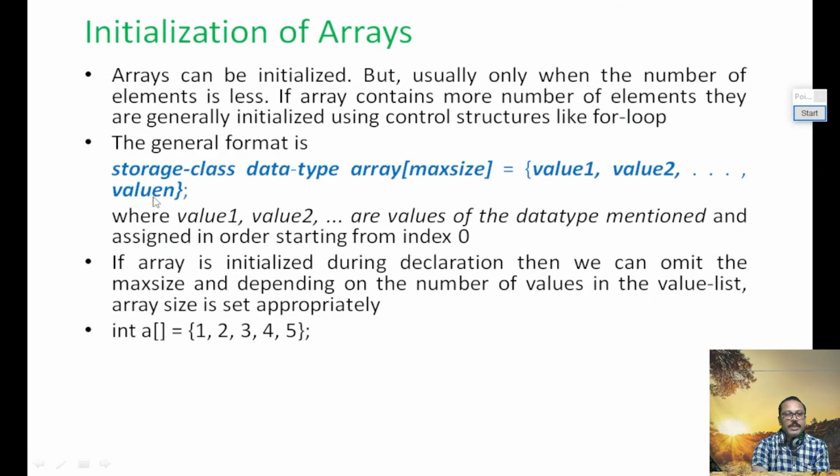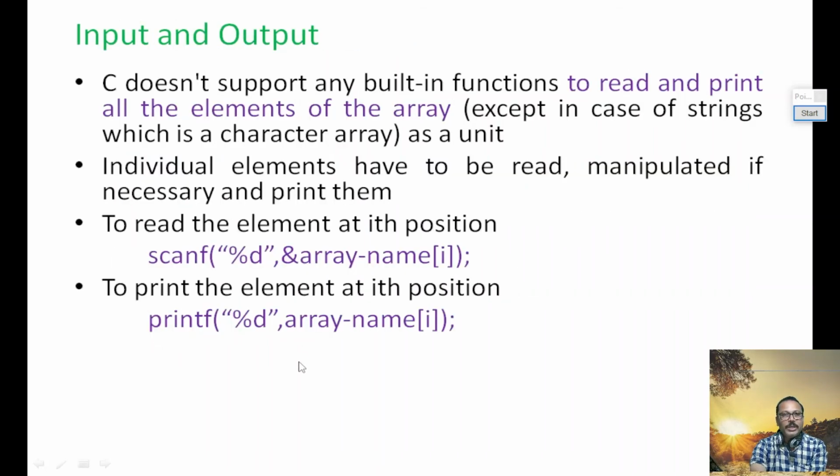You can initialize the array like this. Arrays can be initialized. The general format is storage class, data type, array name of max size, the declaration, equal to values specified in the curly brackets. And remember, we use square brackets to represent the array. If there are values, they are enclosed in curly brackets. If the array is initialized during the declaration, then we can omit the max size, and depending on the number of values in the value list, the array size is set appropriately. You can specify like this, but generally we don't do it. The best method is using loops to initialize the arrays.